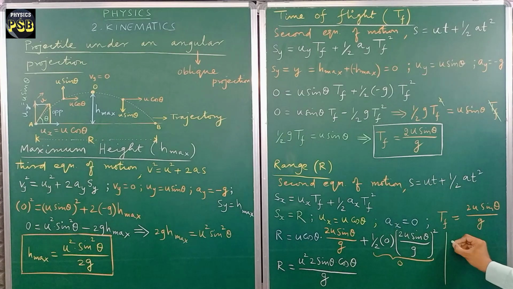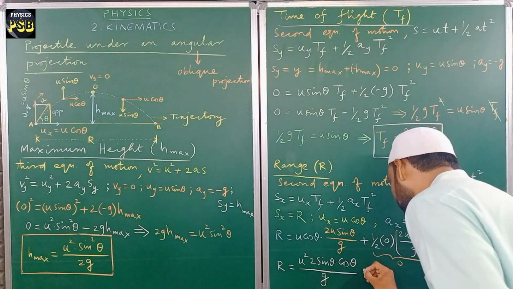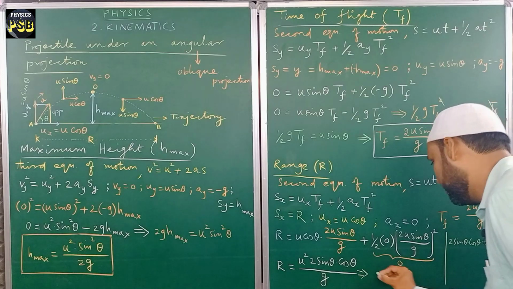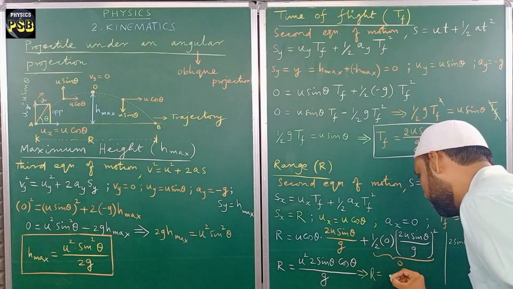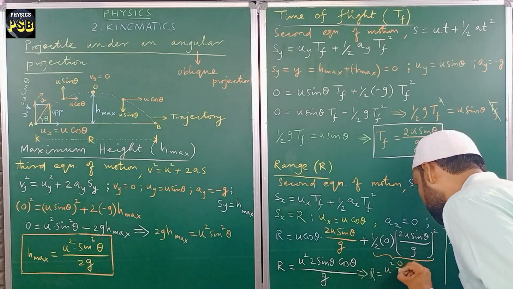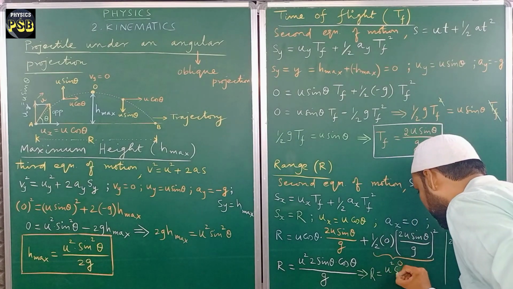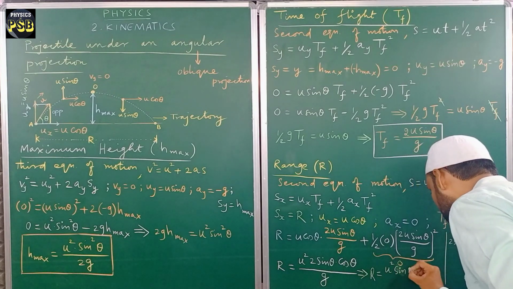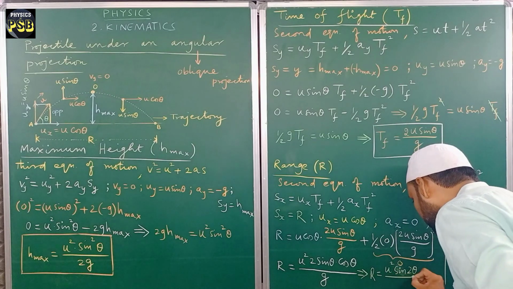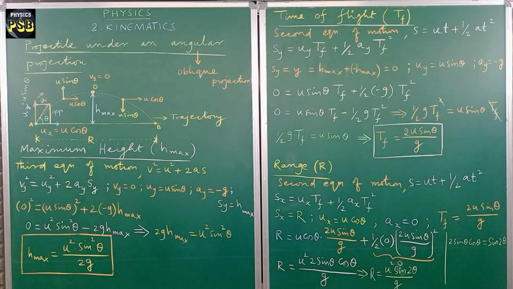You may know this equation, 2 sin theta cos theta is equal to sin 2 theta. I think you know this? So that I am going to use here. This is the equation. Fine. So R is written as U square sin 2 theta divided by g. This is the final expression which gives us the range.